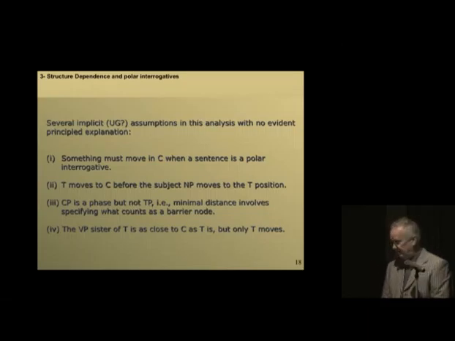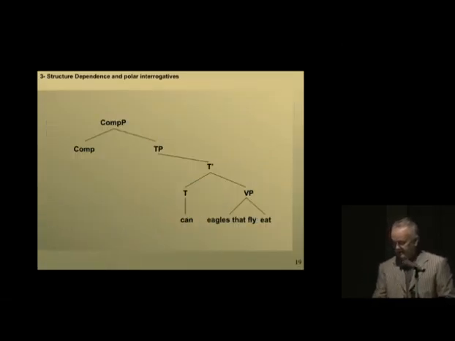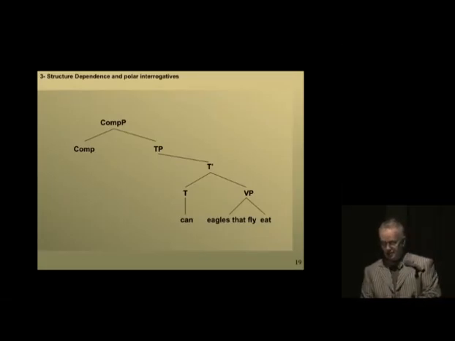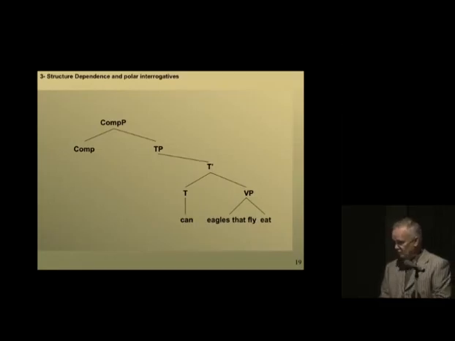And another element which Chomsky does point out briefly at some point is that this VP sister of T in the structure is as close to C as T is, but only T moves. If you look at the structure again, the T and the VP are equally close to comp. So why is it can that moves? Okay. Now we all know that intuitively it would not make sense for things to go otherwise. But why is it that?